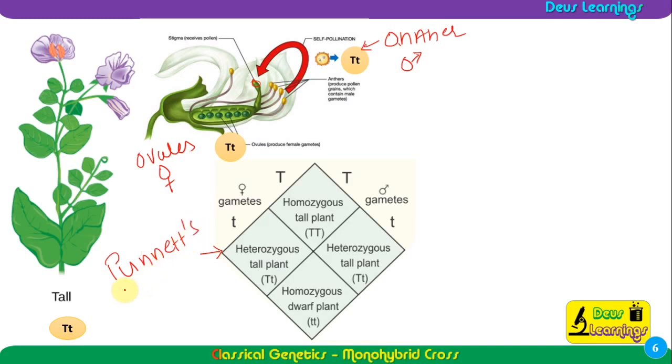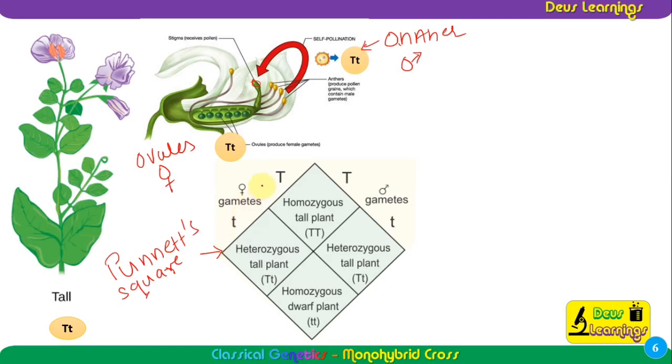Punnett's square. Why is it a square? Why not a rectangle? Because the number of genotypes you are taking from the female, an equal number of genotypes can go for the male also. So it's going to be the same number. That's why it's a square always.